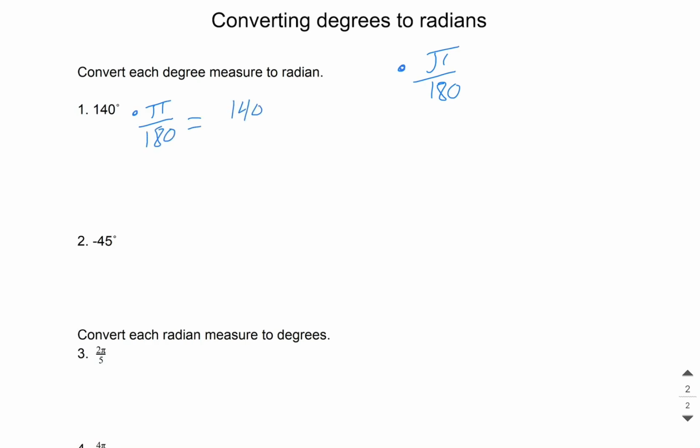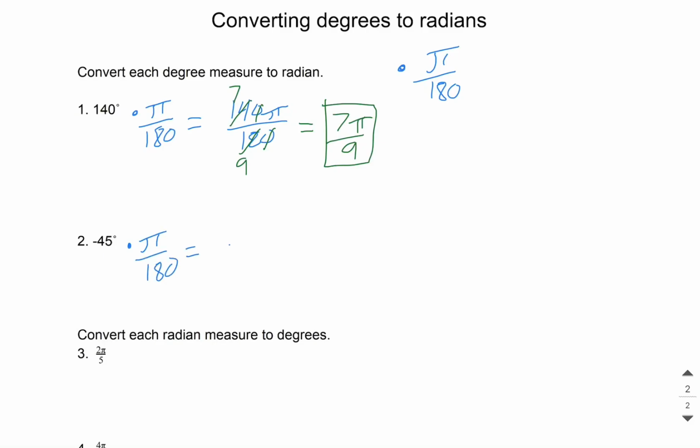And the nice thing with this is you're going to end up reducing. So you're going to have 140 pi over 180. The zeros cancel, and then the 14 and the 18. The 14 can reduce by 2 to get 7, the 18, 9. So we get a final answer of 7 pi over 9 radians. All right, so try the next one, number 2. If you want, hit pause, and then you'll get the answer. All right, so with number 2, we want to do the same thing, multiply by pi over 180. And after we end up reducing, we end up with negative pi over 4.